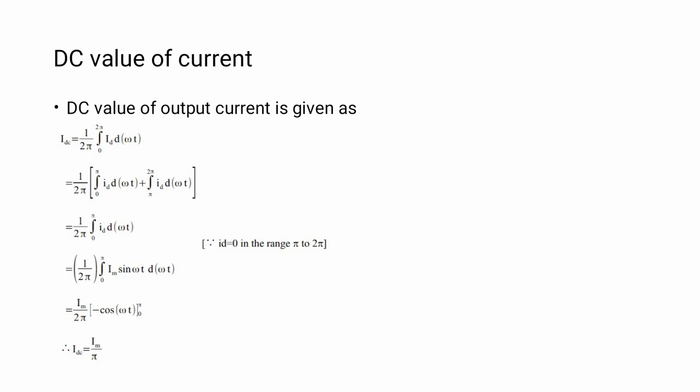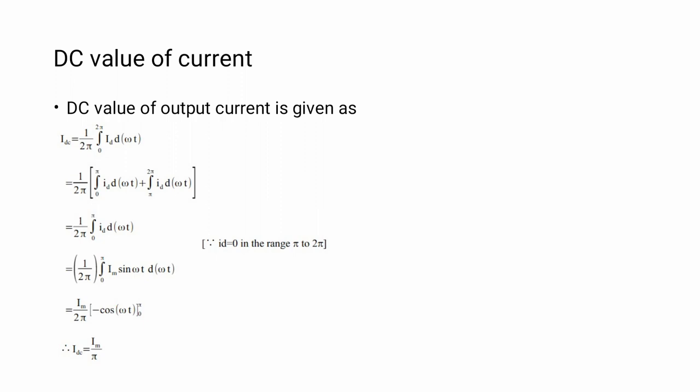Next, we are discussing the DC value of current. The DC value, that means the average value of output current, is given by IDC, which is equal to 1 by 2 pi integration 0 to 2 pi ID d omega t. Now ID is the diode current, which as previously shown is Im sin omega t from 0 to pi, and it is equal to 0 from pi to 2 pi.